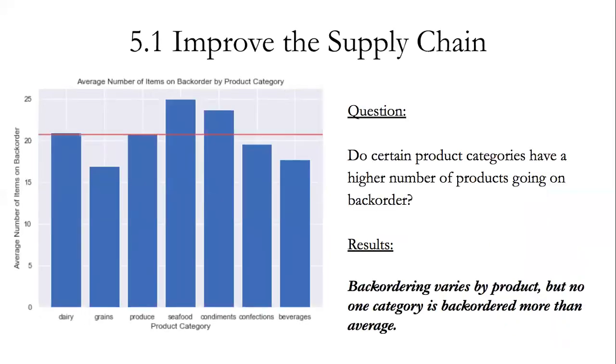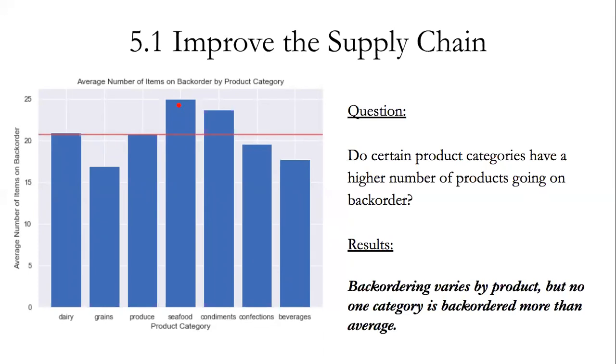And finally, this question of improving the supply chain is really 2 parts. First, it was interesting to look at the number of items that go on back order as opposed to those that don't go on back order, and then averaging the number of items that are on back order per category. So you would imagine that seafood makes sense given it's on back order. It has more items on back order than the other products.